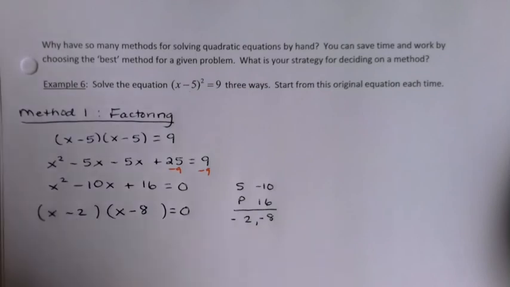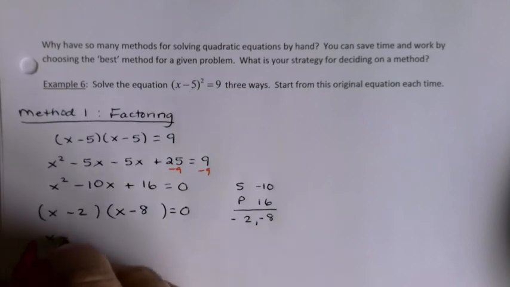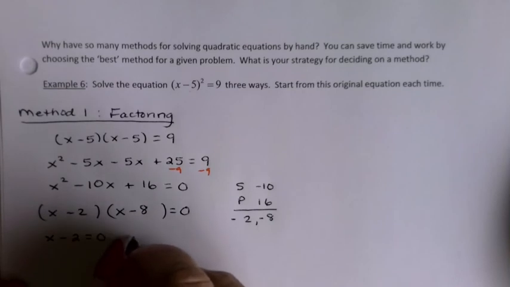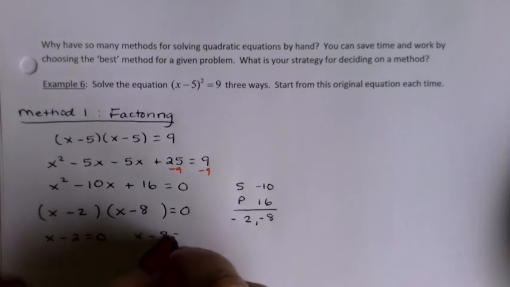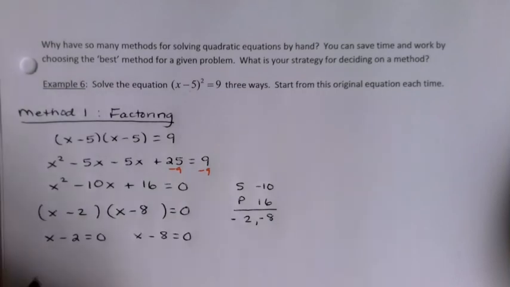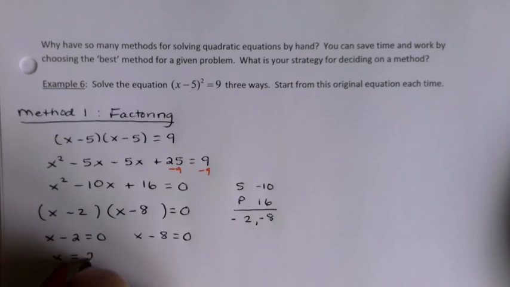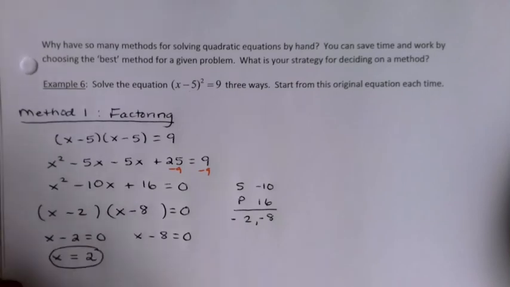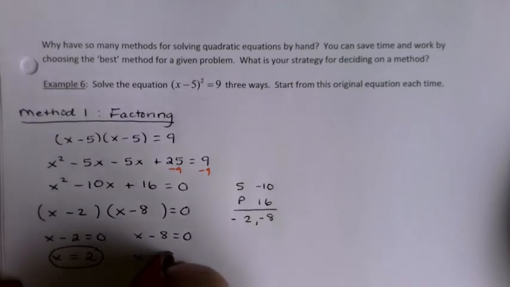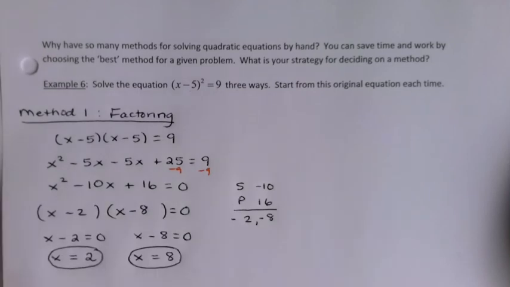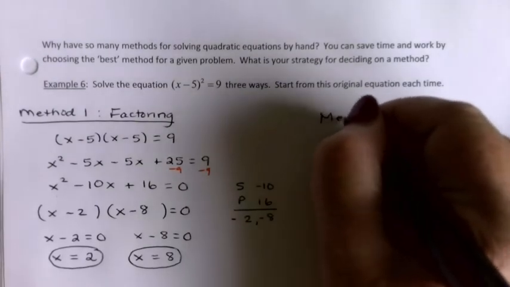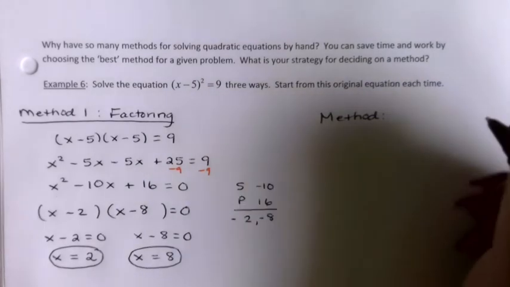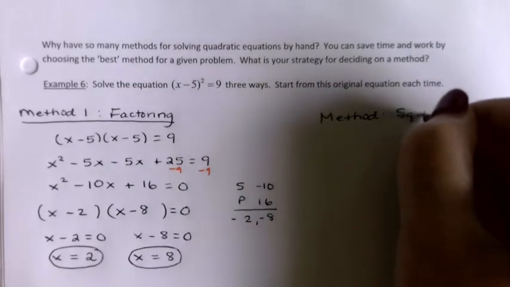And if the product of those two factors is 0, then either the x minus 2 is 0 or the x minus 8 is 0, giving me as my first solution x equals 2, and as my second one, x equals 8. Right? So that's one method. Our second method was the square root method.